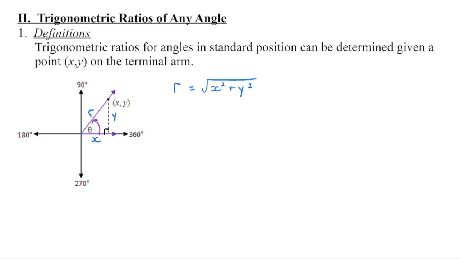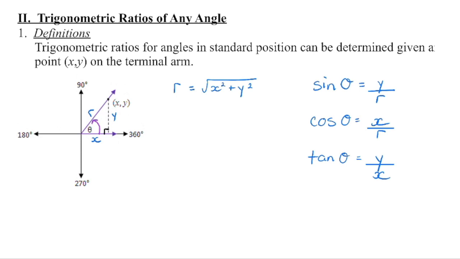So what we're now going to do is think of our sine, cosine, tangent primary trig ratios in terms of the relationship between x, y, and r. We know sine from this angle is opposite over hypotenuse, so we're going to have y over r. We know cosine from this angle is adjacent over hypotenuse, so that would be x over r. And we know tangent of this angle is opposite over adjacent, so y over x. So these are your new trig definitions that we can use for any point on a terminal arm in order to find those exact trig ratios.